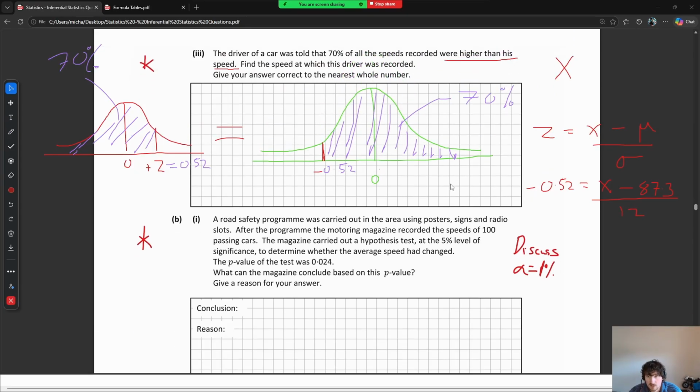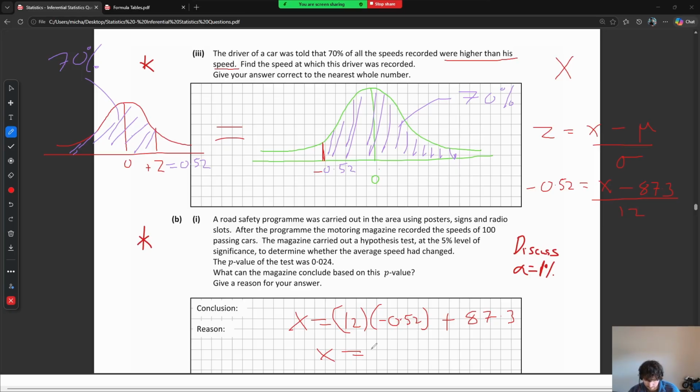So basically, you've got to get the x on its own here, so you just move it around. Multiply across by the 12, bring this thing over. So you just show the workings for the examiner here: 12 times minus 0.52 and then plus 87.3.